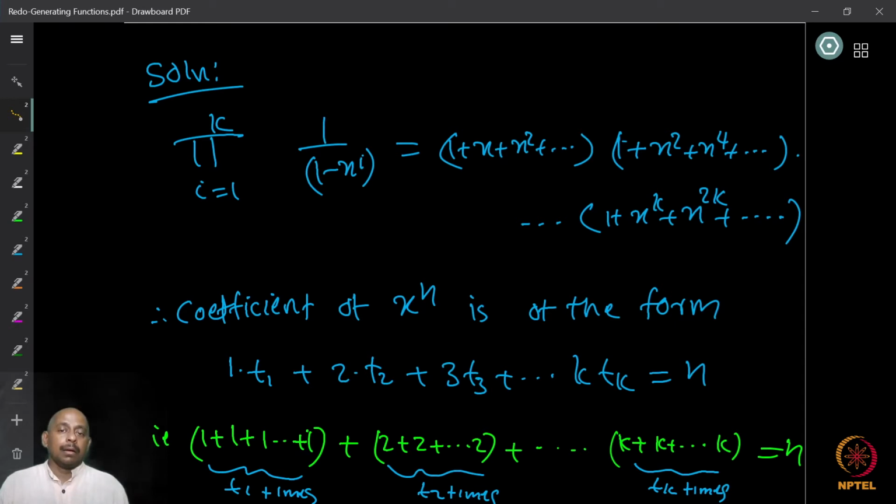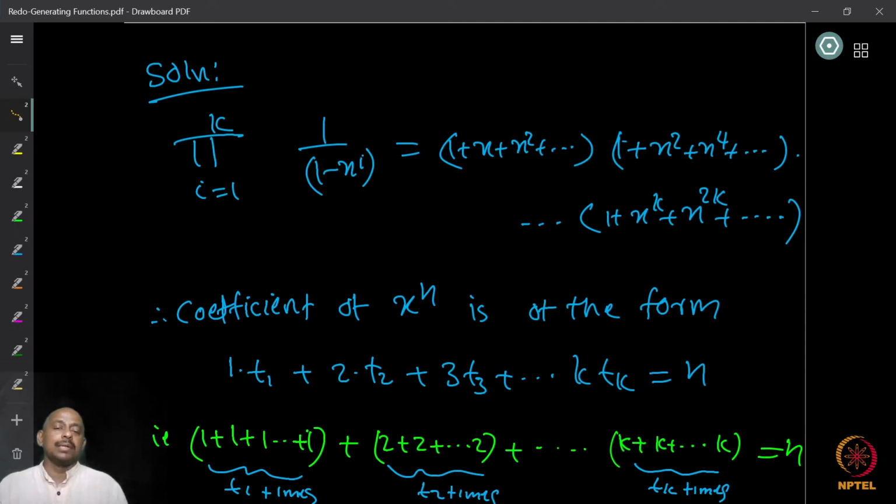Now, I want to see this in a different way. The first one is basically 1 plus 1 plus 1, etc., t1 times, which is 1 times t1. And 2 times t2 is 2 plus 2 plus 2, etc., t2 times. And k times tk is k plus k plus etc., tk times.